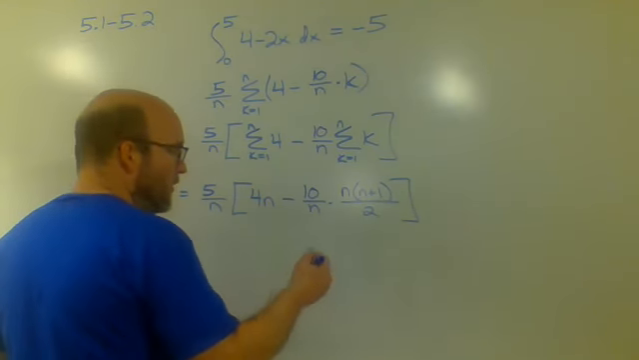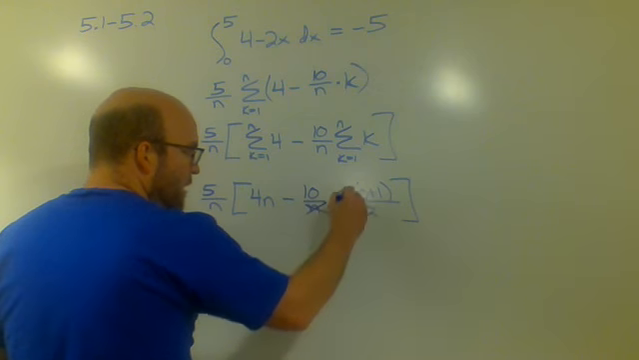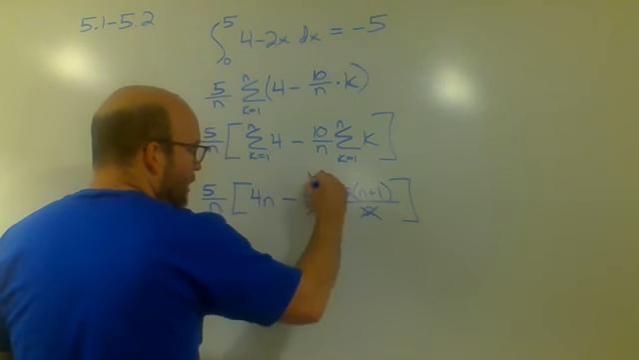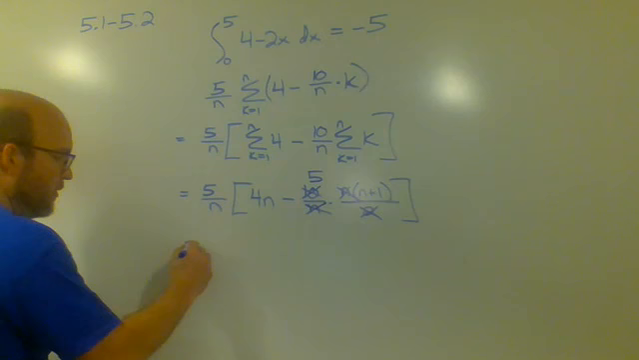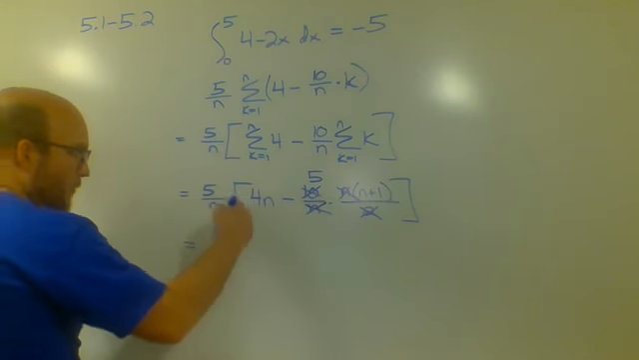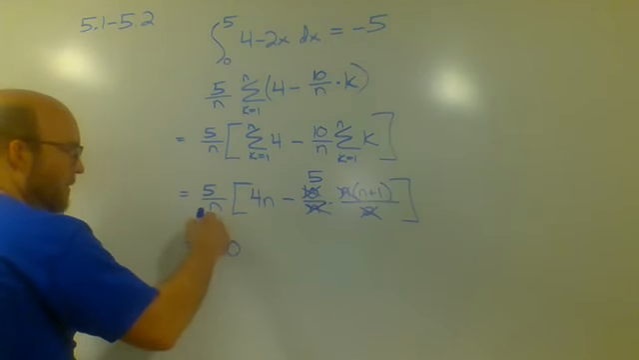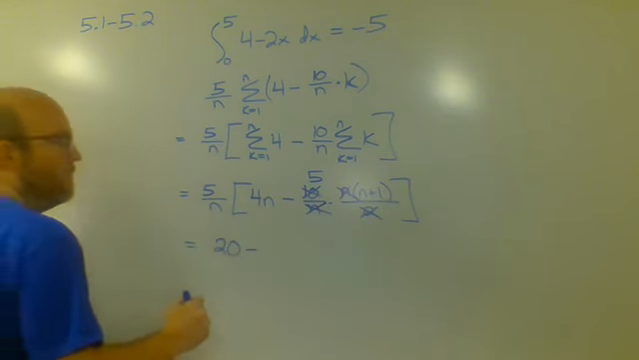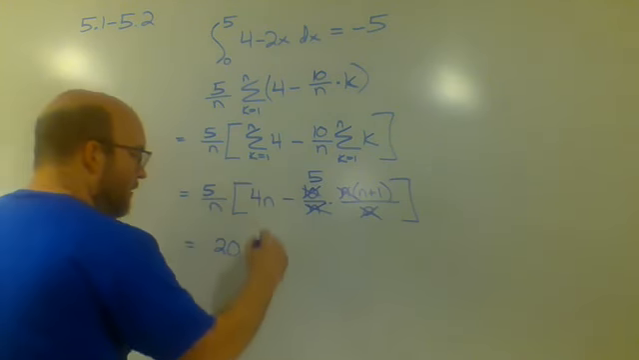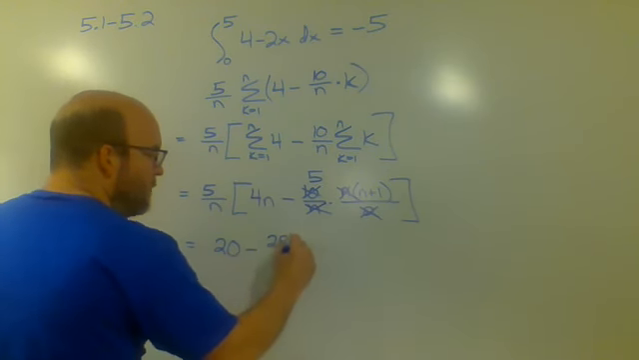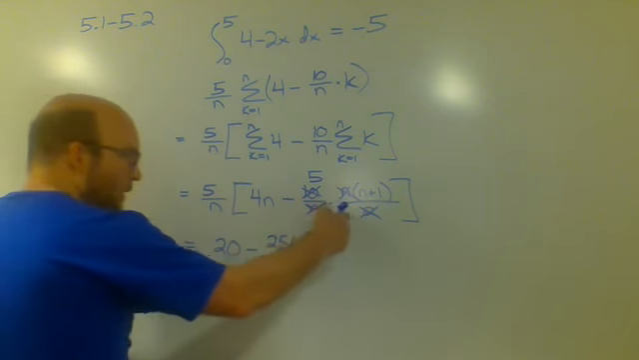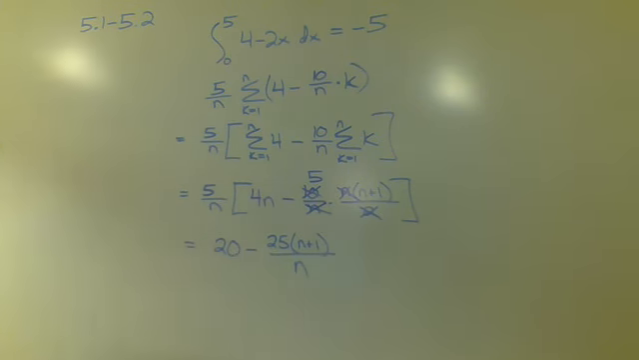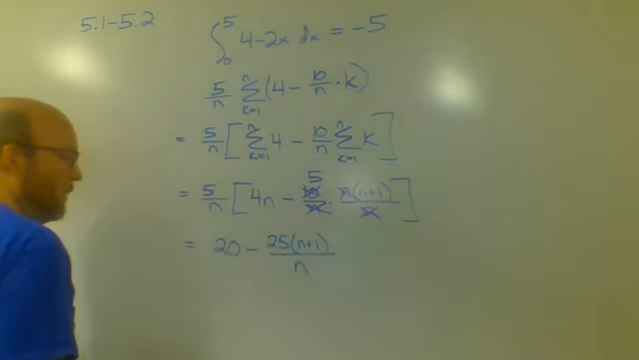simplify what you can, distribute all that sort of stuff. So notice here that the n's cancel out, the 10 and the 2 cancel down to 5. And then if I distribute that 5 over n, here, 5 times 4 is going to give you 20. The n and the n are going to cancel out, right? Dividing by n, multiplying by n cancel out, so that's just a 20. And in the other side, we end up with 5 times 5 is 25. We still have that n plus 1 in the numerator. And then now we also have an n in the denominator. Okay, so that's our expression for the Riemann sum with right endpoints with n subintervals.